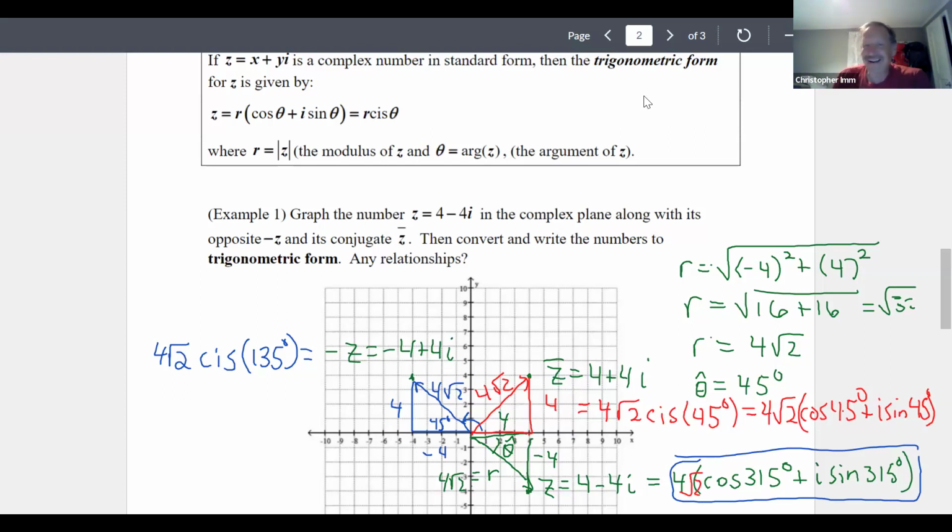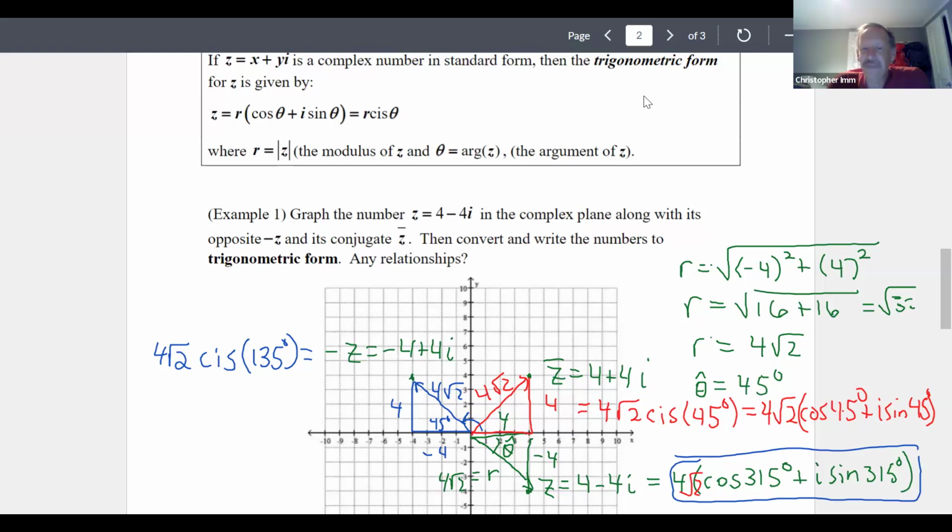So are there any relationships here? Well, we might notice that they all have the same moduli. So all of them will be a length of 4 root 2 away from the origin. That sort of tells us that their distance of these complex numbers, if you want to think of those, is all the same. So we don't have ordering like we do with real numbers.